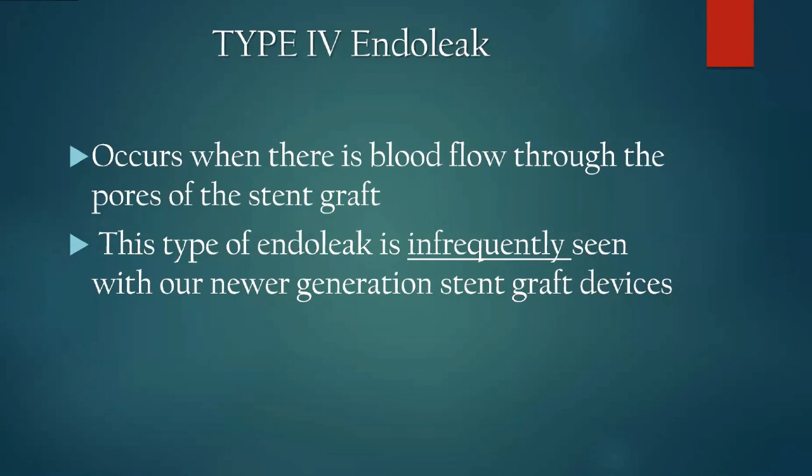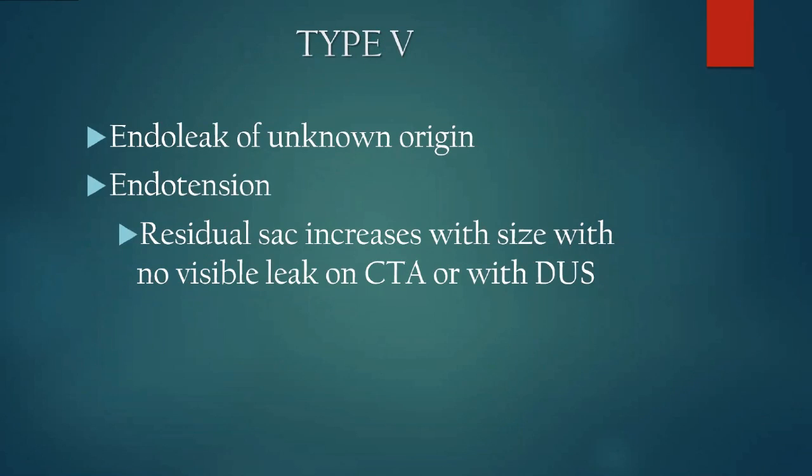A type 4 endoleak occurs when the blood flows through the pores of the stent graft. And typically, we don't see these at all. With these newer generation stent grafts, I've never seen a type 4 endoleak. A type 5 endoleak is known as endotension, and this is where there's an endoleak of unknown origin. The residual sac is increasing in size, but there's no visible leak on CT or duplex ultrasound. And I've seen this a couple times. It's very frustrating.